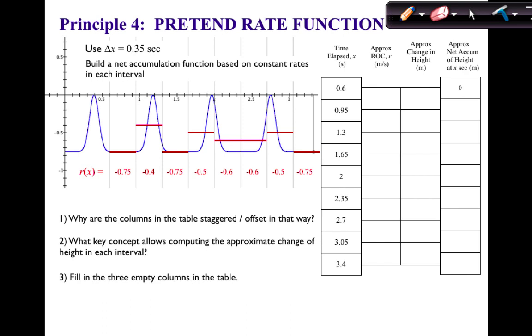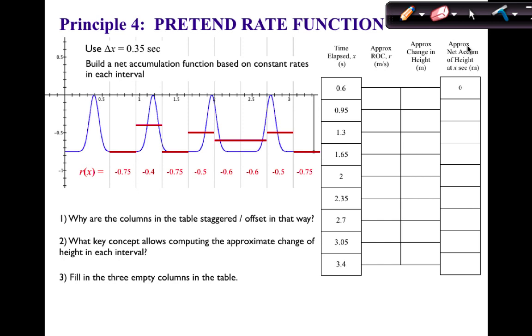Okay, why are the columns offset? So what is it about approximate rate and approximate change in height that I want to put the columns the way I did? You should have said, because those are values that are true over an interval, right? So this value corresponds to, is associated with this interval from 0.6 to 0.95, and this value right here is the approximate change in height that you get for this interval of change in time. So the staggering should make sense. Does it make sense? Okay?